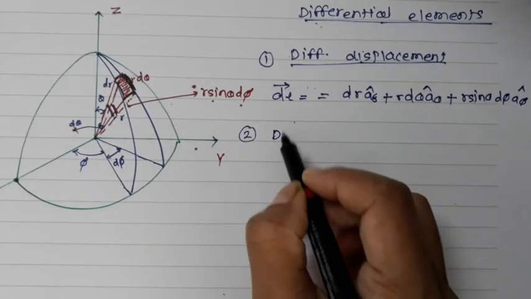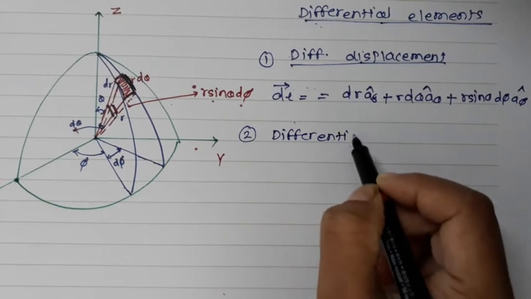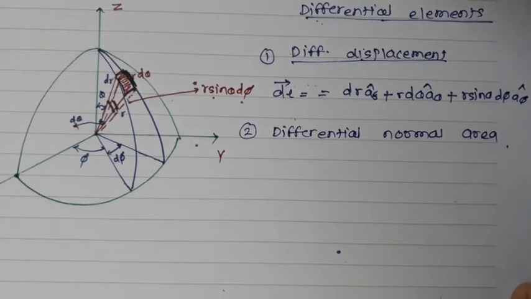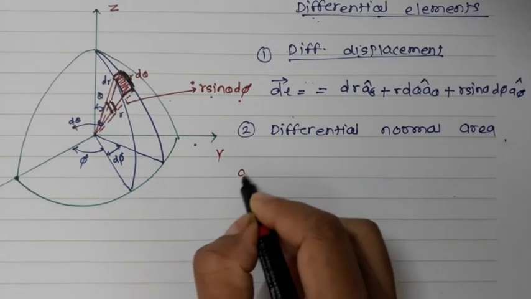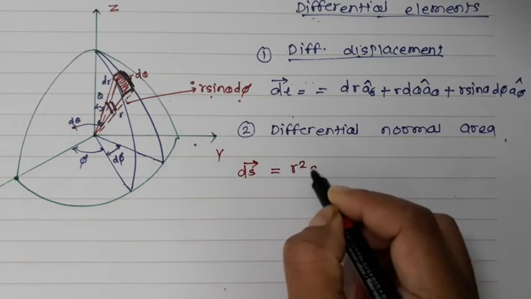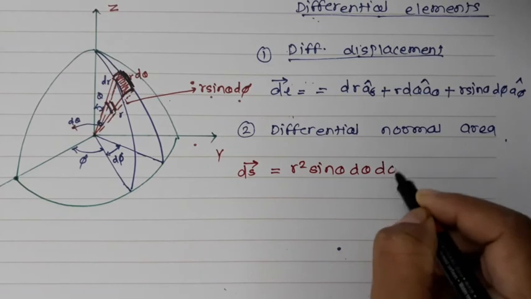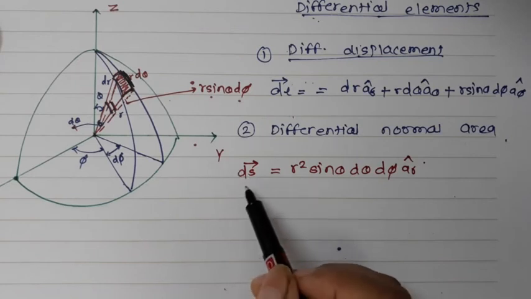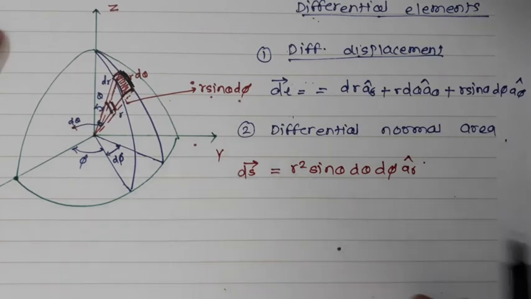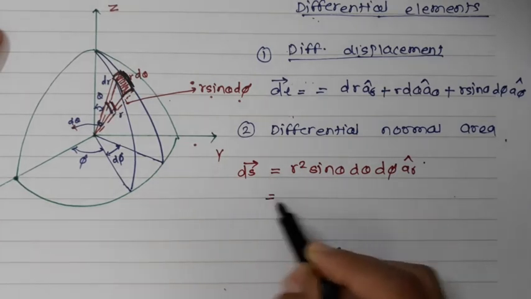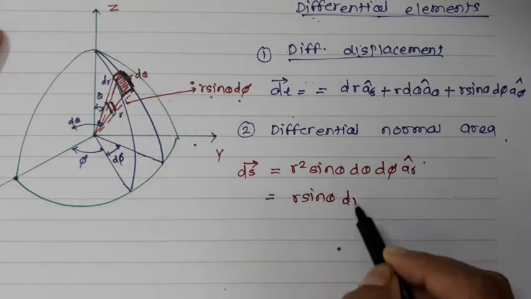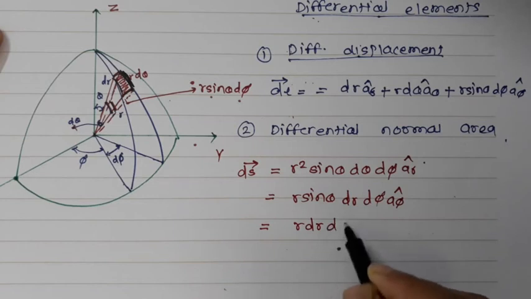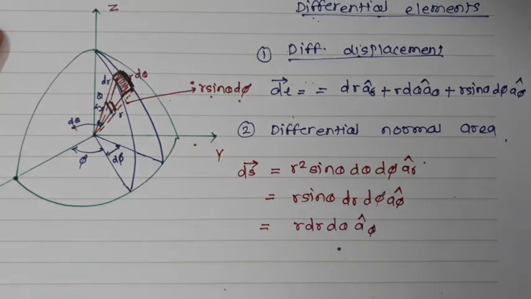Second, if I am talking about the differential normal area, how are we going to give the differential normal area in the spherical coordinate system? Here dS is r squared sin theta d theta d phi a_r. So this is the differential normal area. You can write it as dA also or dS also. This is equal to r sin theta dr d phi a_theta, otherwise this will be r dr d theta a_phi. So this is the differential normal area.